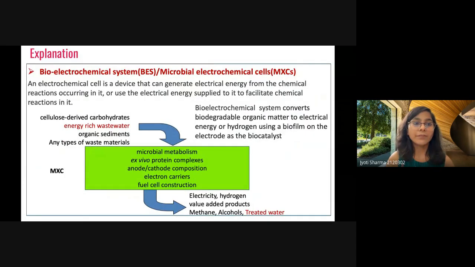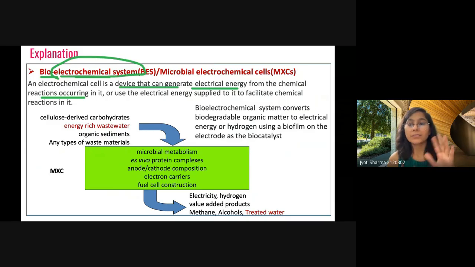This is just the brief introduction, because we are talking about bioelectrochemical. So till now, up to 12th standard, you have read about this electrochemical system. This is the device that can generate electrical energy from chemical reactions. And in a bioelectrochemical system, microorganisms will help with this chemical reaction, right? So this is something we are here.